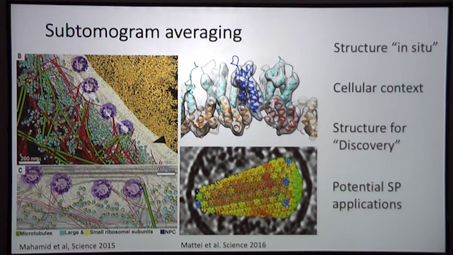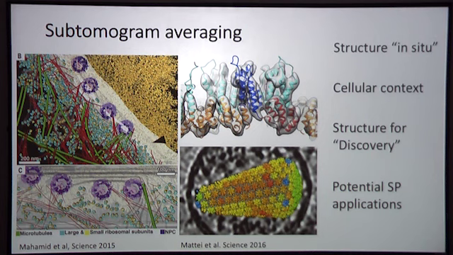There's the potential for structure for discovery, by which I mean that you can, for example, you want to solve the structure of the ribosome in the cell. You can go in and solve the structure of the ribosome in the cell and apply classification methods and look and see what cofactors happen to be bound to different ribosomes at different places in the cell. So we can potentially discover conformations and cofactors that we may not have necessarily known about simply by going in and looking. And I think in the longer term, there may also be potential single particle applications for particular cases.